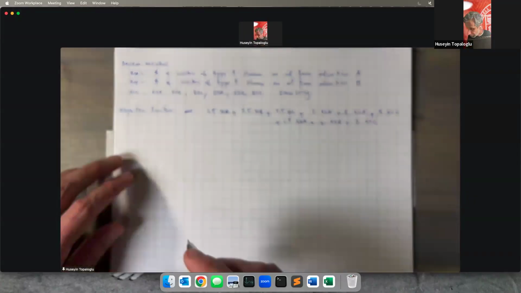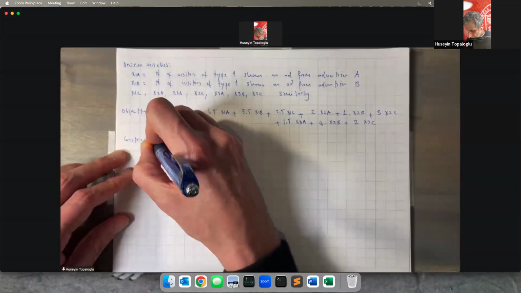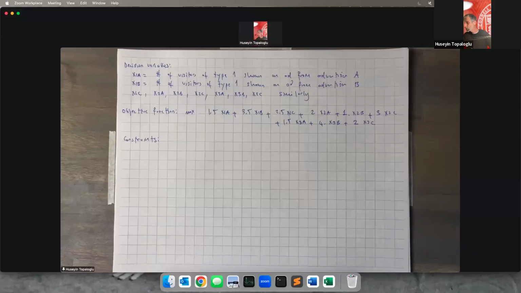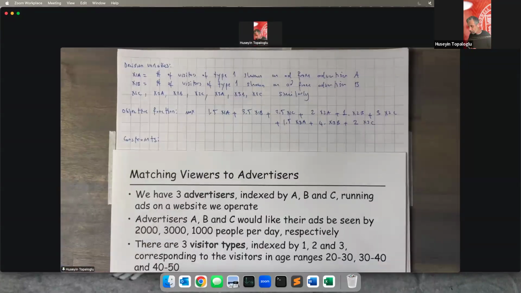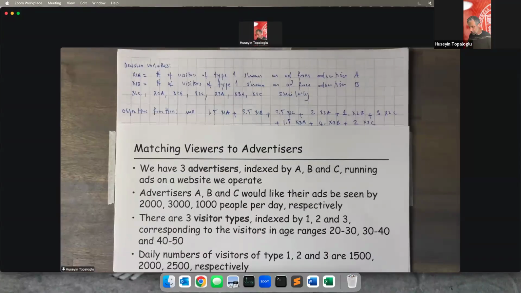What are our constraints? Okay. We do not have an infinite number of visitors. So for example, the daily visitors of type 1 we have is 1,500. That means that the total number of visitors of type 1 that are seeing an ad from any of the advertisers should be no more than 1,500.